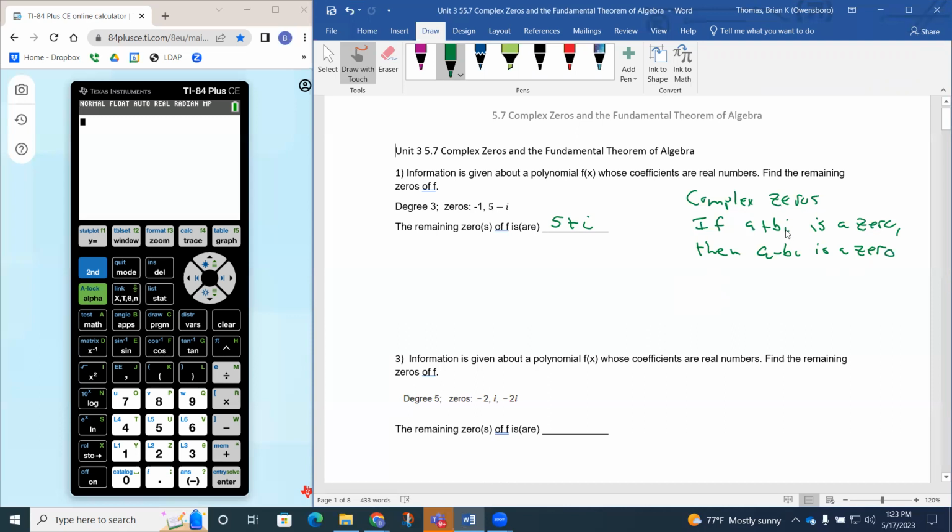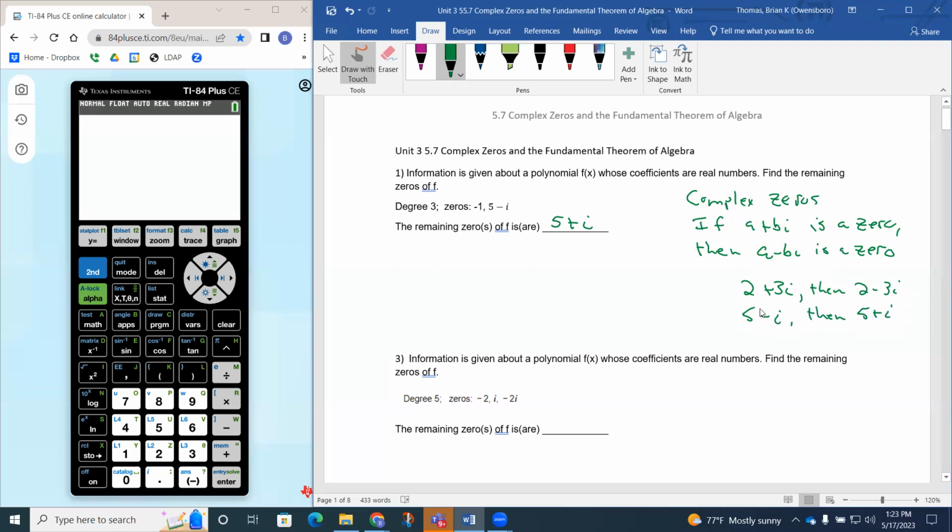So again, if we have one complex zero, its conjugate must exist. So if I gave you, like I said, 2 plus 3i, then 2 minus 3i would have to exist. Or if I gave you 5 minus i, then the 5 plus i has to exist. That's what we mean by conjugate.